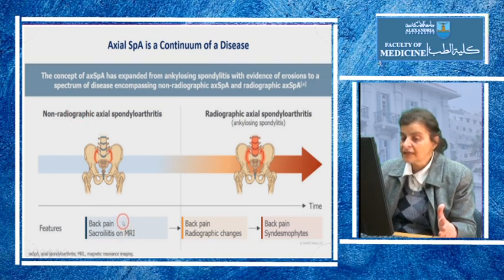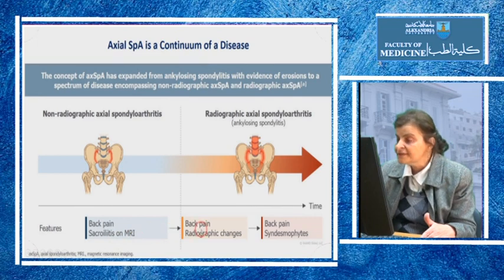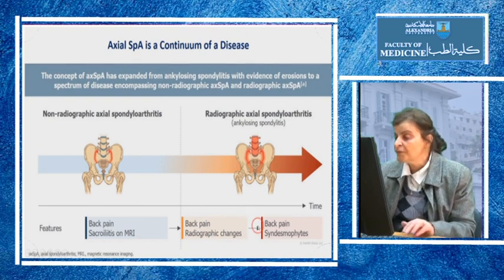Non-radiographic: the patient may just come presenting with back pain. We do a plain X-ray, no manifestations on the X-ray, but we see manifestations of inflammation, sacroiliitis, on magnetic resonance imaging. As the disease progresses, the patient still complains of back pain, and then we start getting radiographic changes even seen on the plain X-ray. And of course, further with time, we get more and more damage.